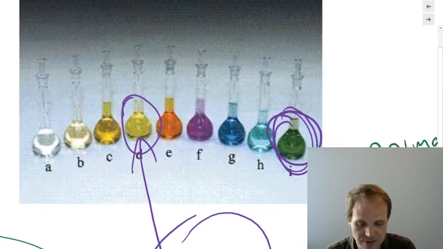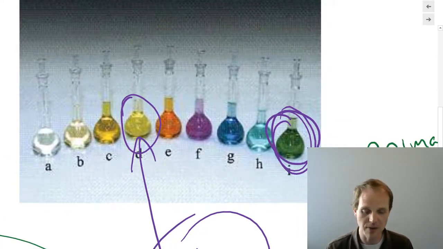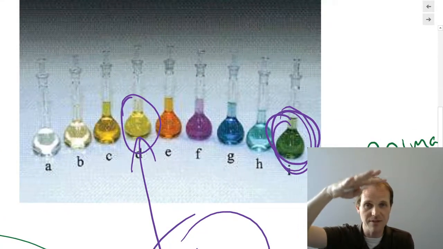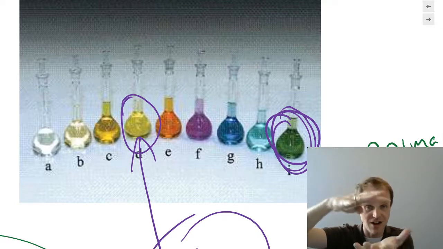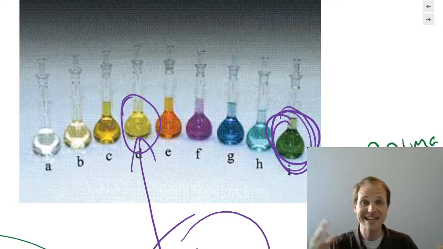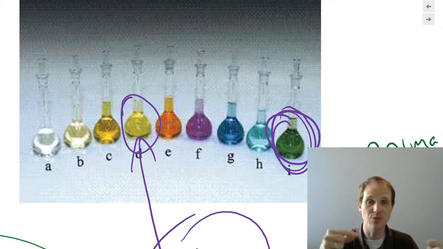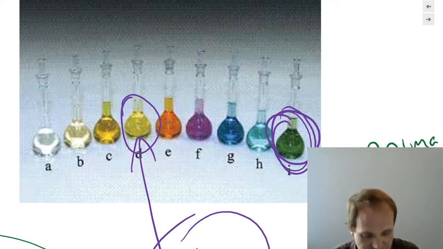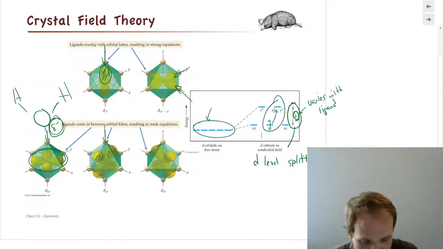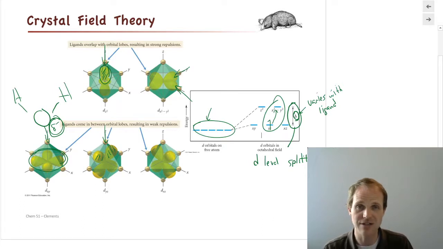All of these different solutions, all that color comes from cobalt, but it comes from different energy spacings, all in cobalt, as a result of the identity of the ligands we're bringing in. And that is crystal field theory. It's really, really neat. It's actually a relatively simple explanation for a fairly complicated phenomenon.